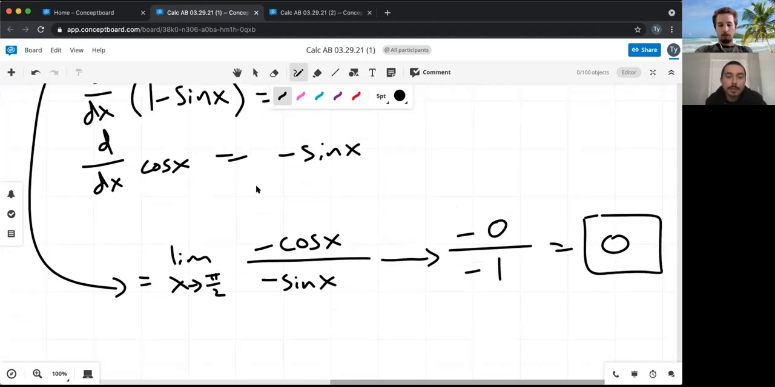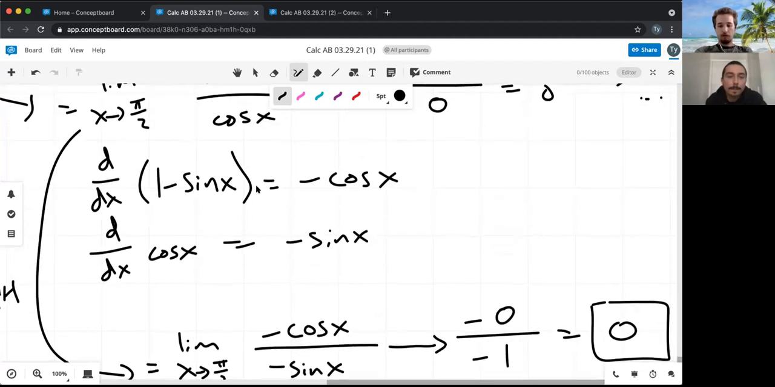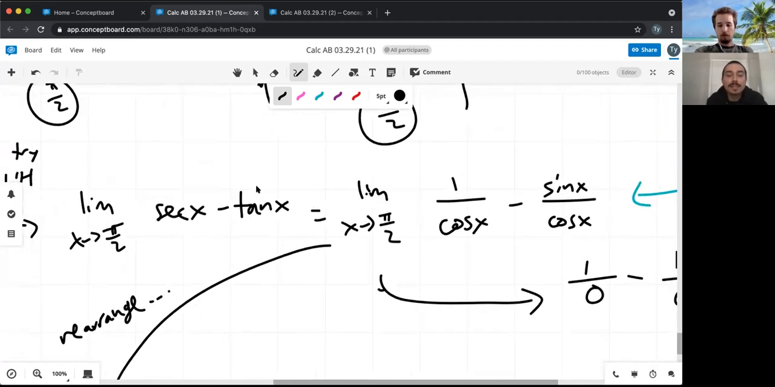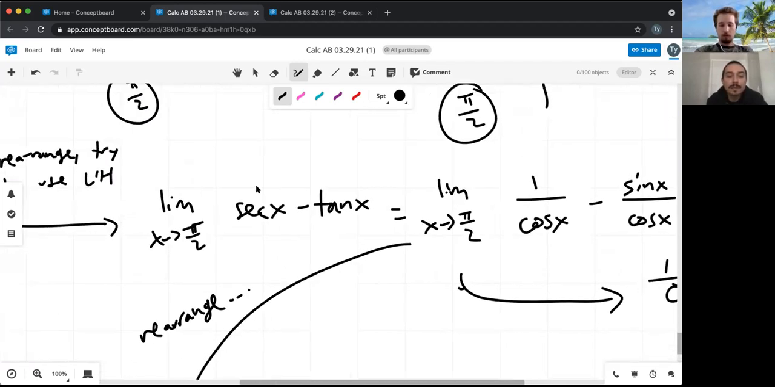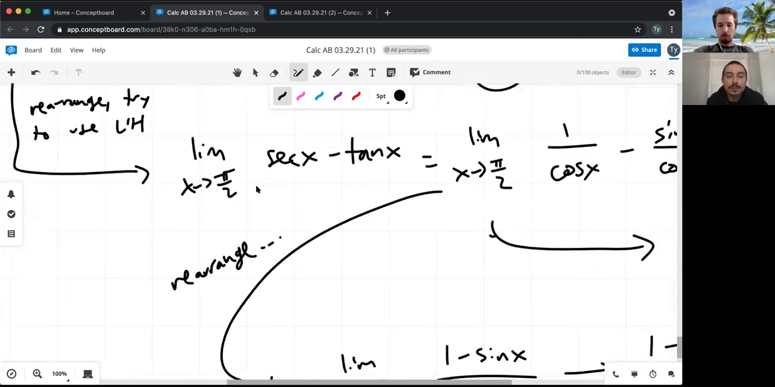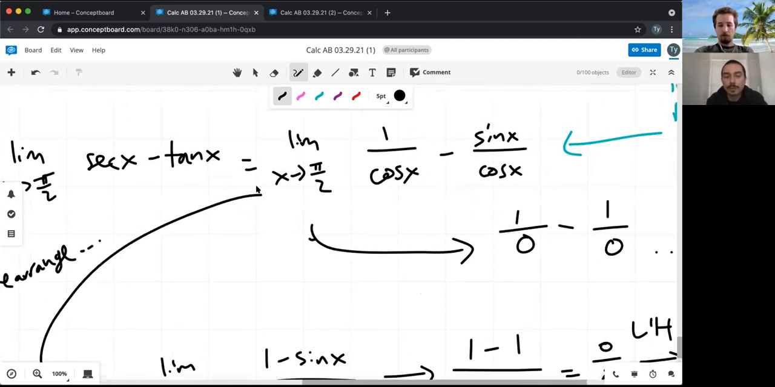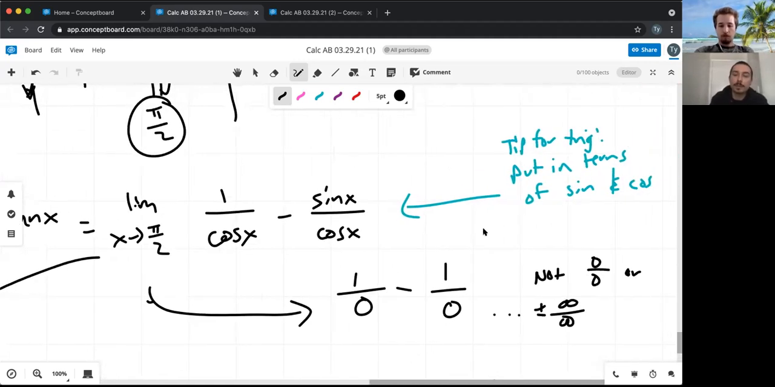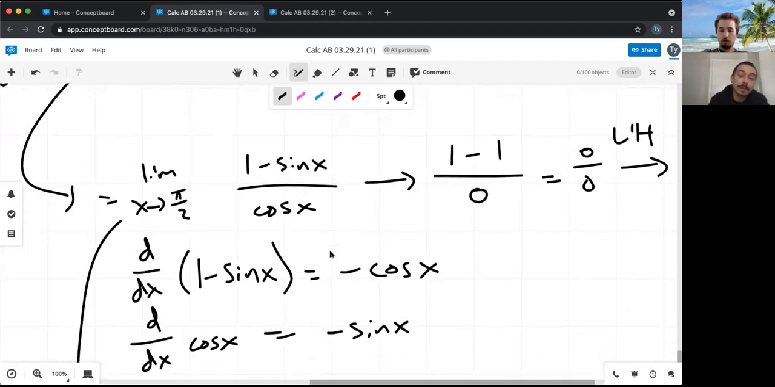If you're like me, it's so much easier to see these and follow them than it is to think of what to do yourself. That's why I love this tip. Put in terms of sine and cosine. Again, can't emphasize this enough. It will not always help you, but it does help you a lot of times. Like it did here.